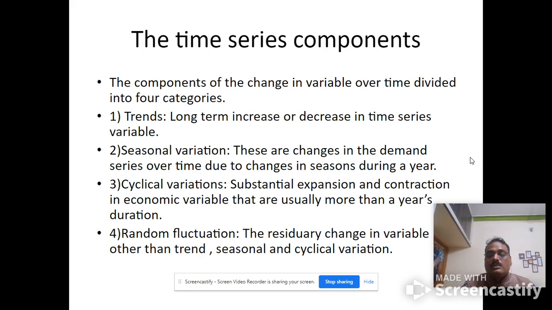Finally, the random fluctuations, which are totally different from the seasonal variation, trend, and the cyclical variation. This is a kind of residual change which we generally use for prediction of the future value of the demand, but we cannot use any kind of formula for predicting the future value.